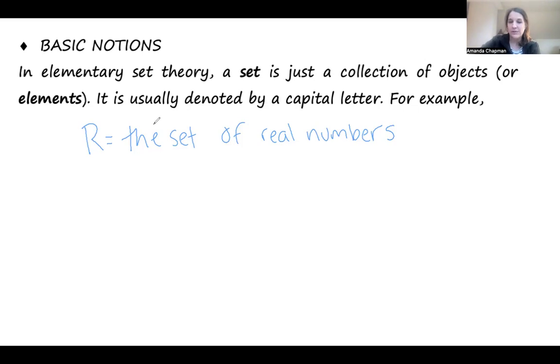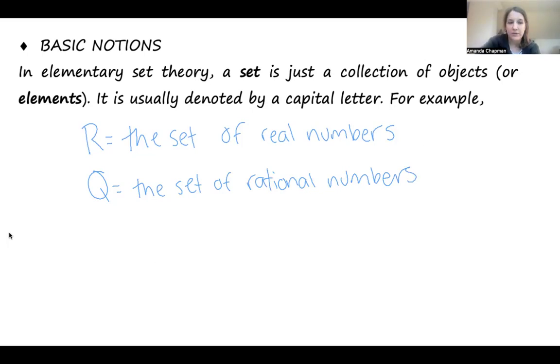And Q is the set of rational numbers. Rational numbers are numbers that can be written as a fraction, like 2/3, 1/4, that kind of thing. And like 1/3, they can go on forever. That's why it's Q, because of quotient. It can be a ratio or quotient of two numbers.